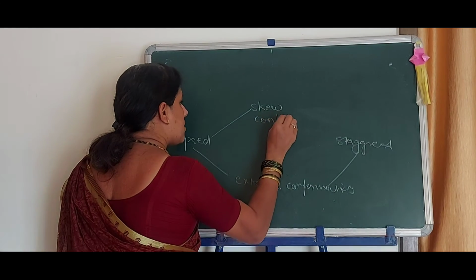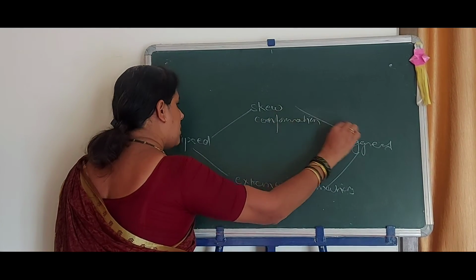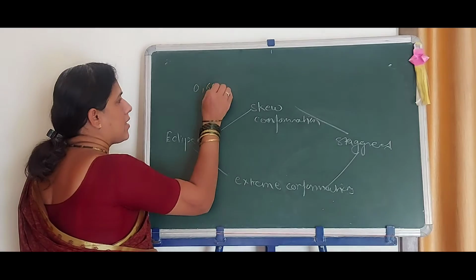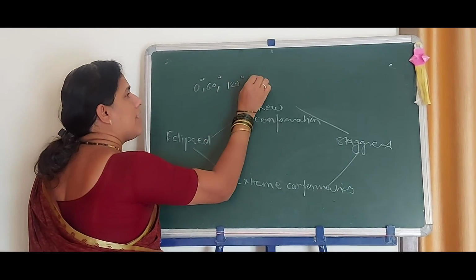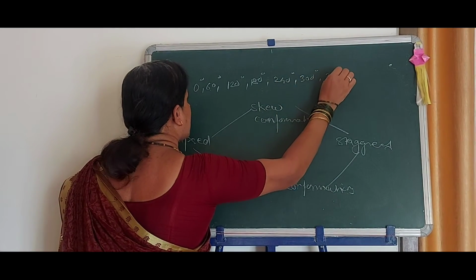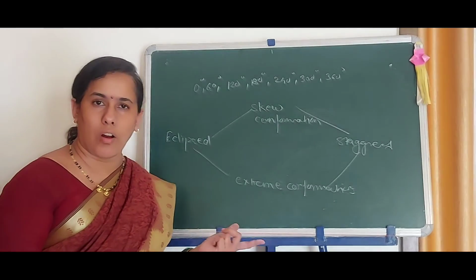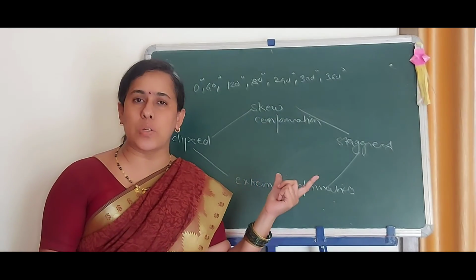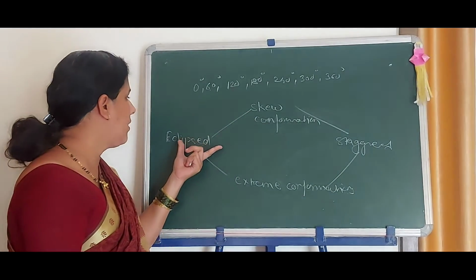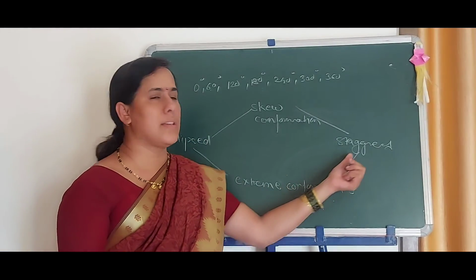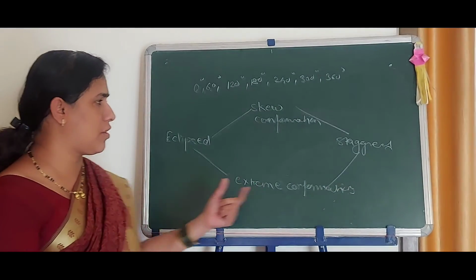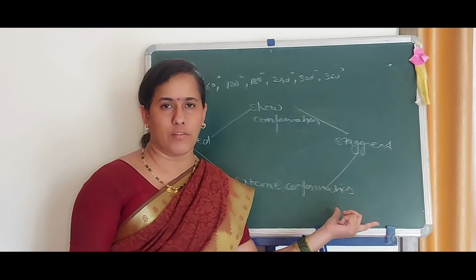It is called a skew conformation. The conformation in which the dihedral angles are other than 0 degrees, 60 degrees, 120 degrees, 180 degrees, 240 degrees, 300 degrees and 360 degrees, that conformation is called a skew conformation. All the skew conformations lie in between the eclipse conformation and the staggered conformation.